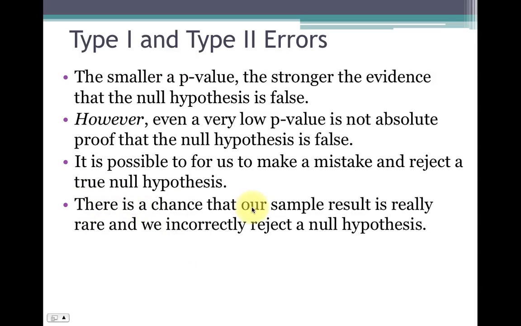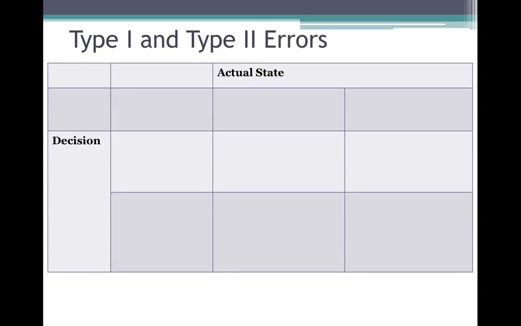When we look at the chance that our sample result is really rare, it means that there are sample means in the far right or far left tail of the bell curve that have small probabilities, small chances of happening, and they really did happen by chance, not due to what was stated in the alternative hypothesis.